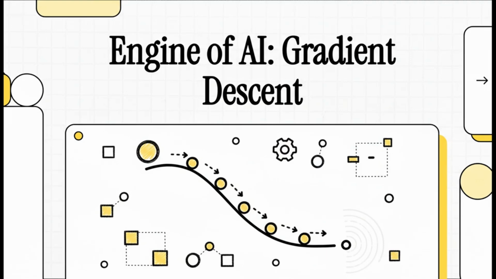All right, let's talk about the real engine behind AI. It's this incredible algorithm called gradient descent, and it's basically how a machine learns from its mistakes and gets smarter. But what does it actually mean? How does it work? Let's dive in.